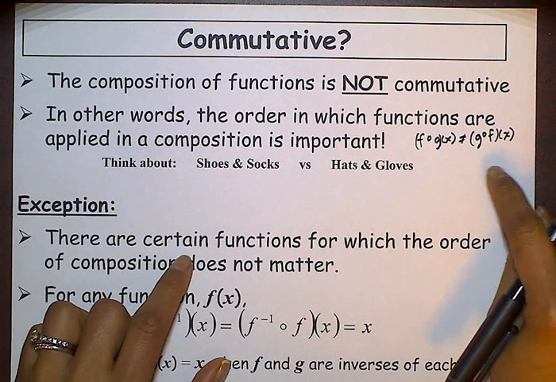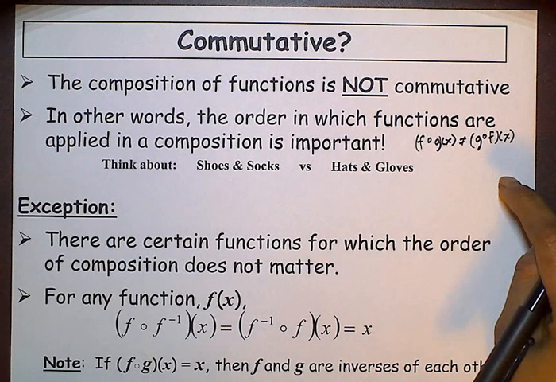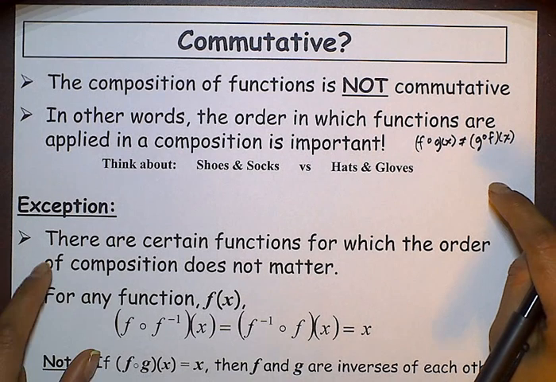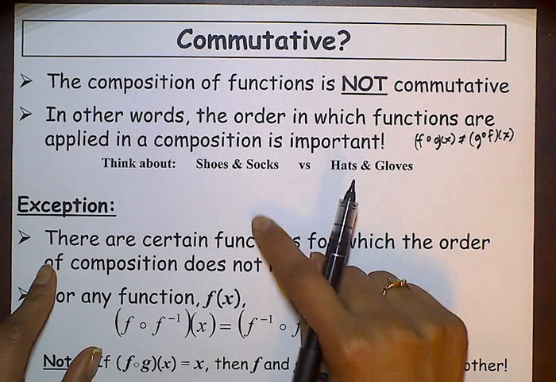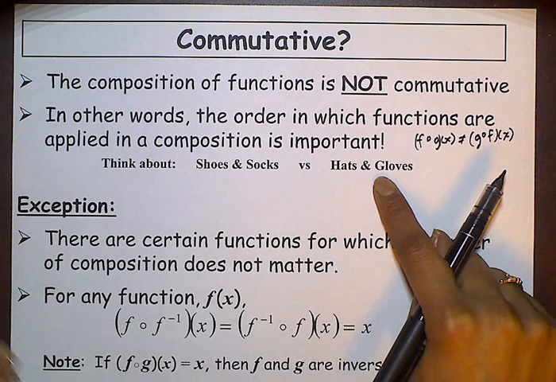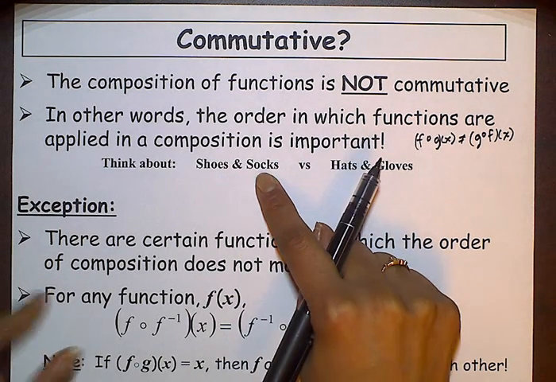And just to give you another analogy of what the commutative property basically means, you can think about an example of shoes and socks versus hats and gloves. The order in which you wear your hats and gloves does not make a difference, but the order in which you wear your shoes and socks does make a difference. You would have to wear your socks before you wear your shoes.